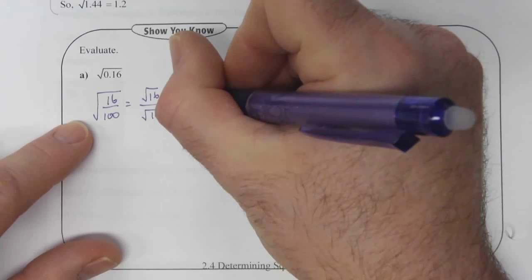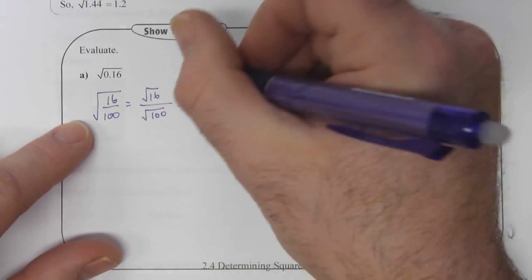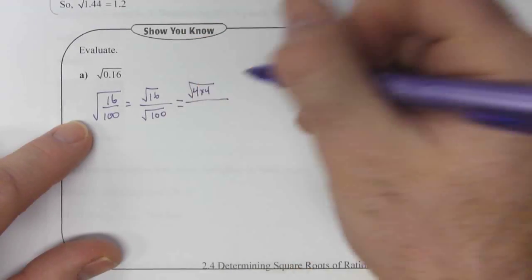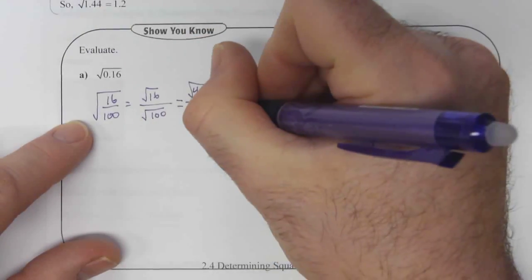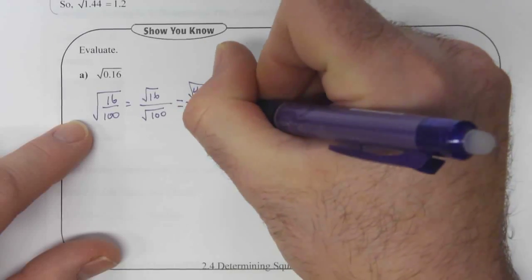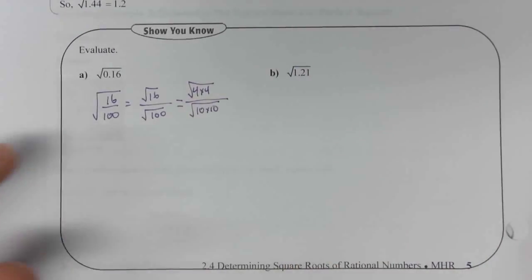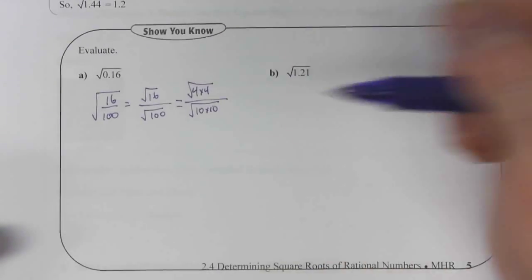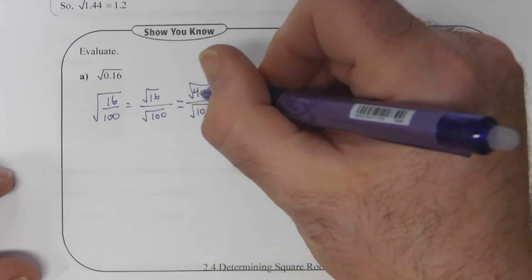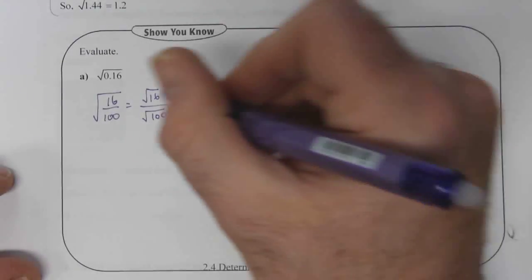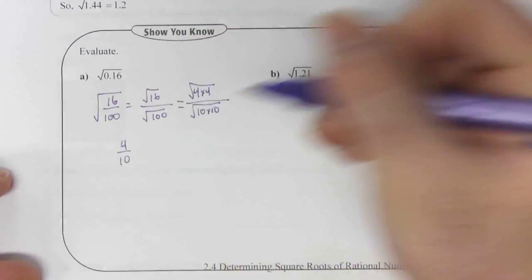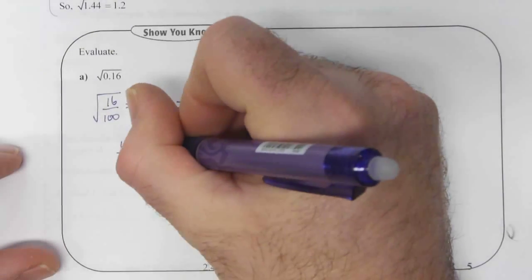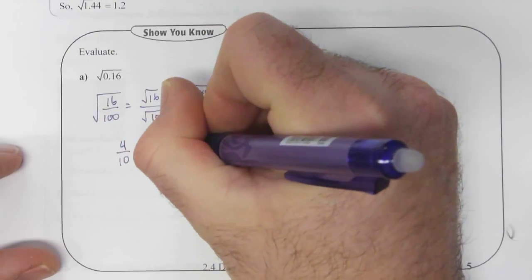I know that 16 is 4 times 4, so we can write it this way as well. And 100 can be written as 10 times 10. So you can write it this way, and when you take the square root of that, you just get rid of one of each pair. So you're going to be left with 4 over 10. And 4 over 10 in decimal form is 0.4.